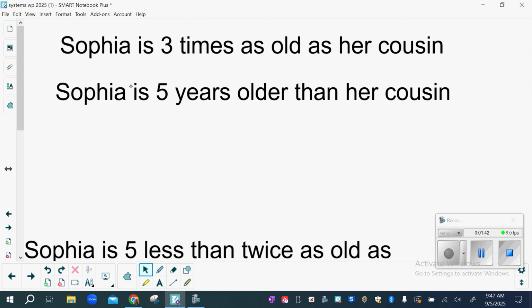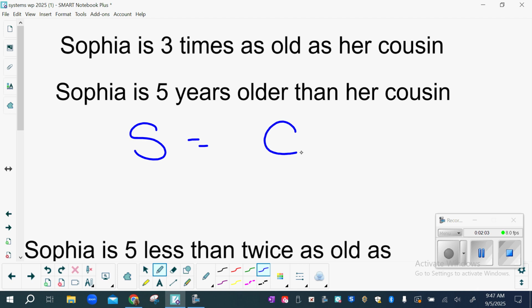So with that said, let's try this one right here. Sophia is 5 years older than her cousin. Write me a little equation. Okay, so here's what you guys mostly know. Sophia's older. We got her cousin. So we're going to have to add 5 years.